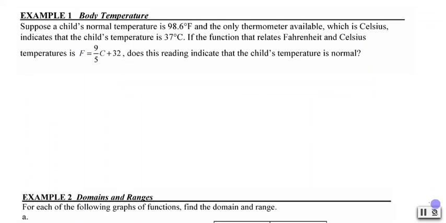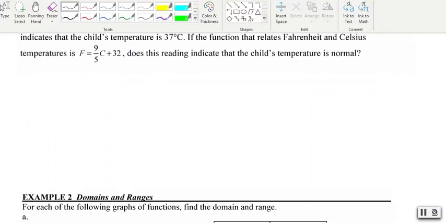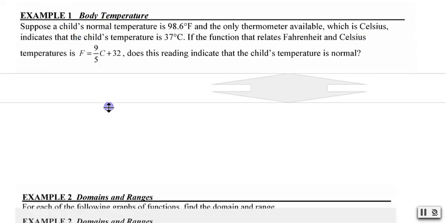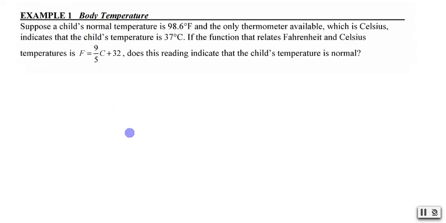First example we can talk about is body temperature. So suppose a child's normal temperature is 98.6 degrees Fahrenheit. And the only thermometer available is Celsius, and it indicates the child's temperature is 37 degrees Celsius. If the function that relates Fahrenheit and Celsius temperatures is F equals 9/5 C plus 32, does this reading indicate that the child's temperature is normal?